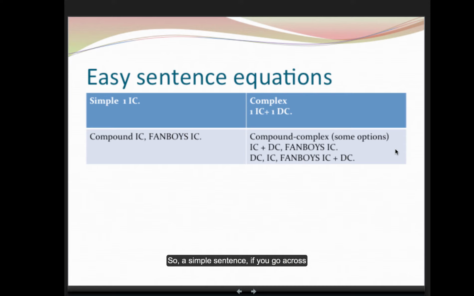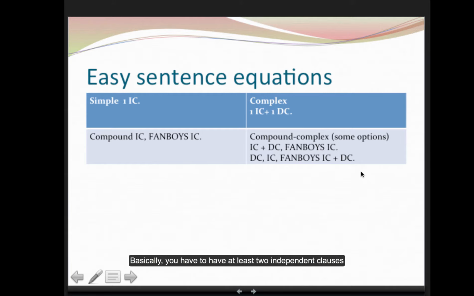So a simple sentence, if you go across to the next section of blue, you've got a complex sentence. It's made complex by that dependent clause. Now if you look at the compound sentence, it's the two independent clauses connected by fanboys. The compound-complex sentence right over here is a whole mess of possibilities. Now one option is independent clause plus dependent clause, comma, fanboys, independent clause, period. Another option is dependent clause, comma, independent clause, comma, fanboys, IC plus DC.